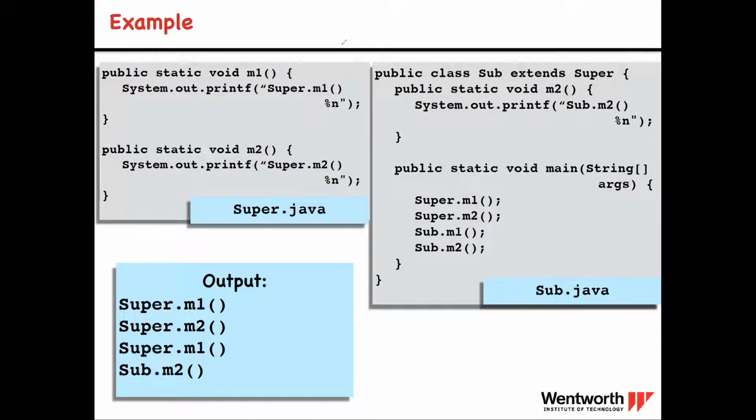Again, it's a subtle difference that there's this hiding happening rather than an actual override. So it's not actually being overridden, specifically m2 in this case. It is actually hiding the superclass's m2.